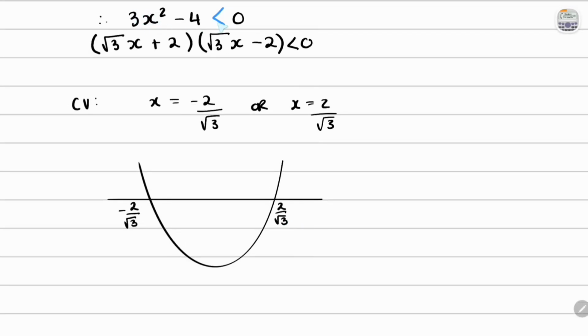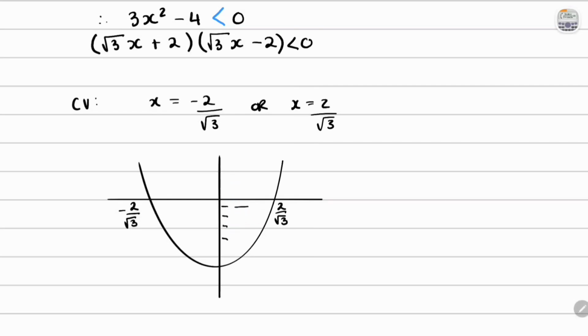So do you see that the inequality says less than 0? So these refer to the y values. They are the result of substituting x values in here. We need to ensure that this is going to be less than 0. So looking at the y-axis, those y values, the values less than 0 are over here.